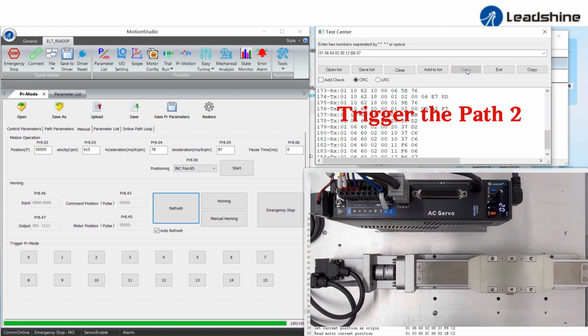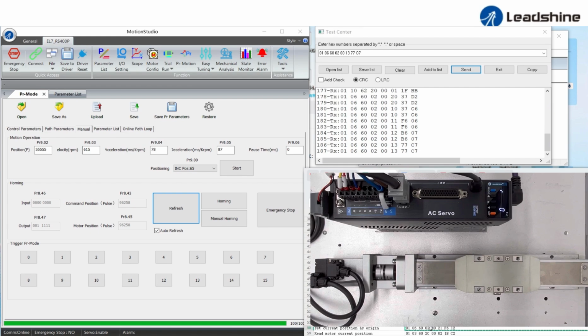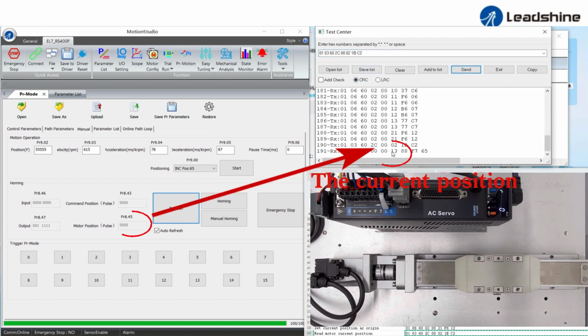Writing address 0x6002 with 0x12 to trigger path 2. Writing address 0x6002 with 0x13 to trigger path 3 to stop the motor. Writing address 0x6002 with 0x14 to trigger path 4 to start homing. In the meantime, we can read the current position of the motor via RS485.